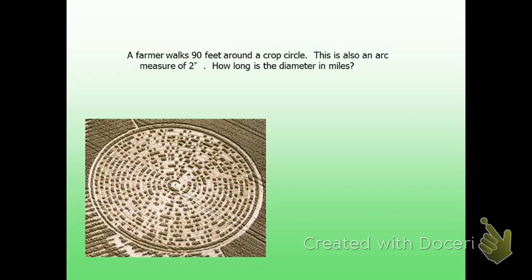So if you just tried that problem, now it's time for the solution. So we have a crop circle, and a farmer walks 90 feet around the circle. Let's try to highlight that in red so it really sticks out. Alright, so from here to here is 90 feet.